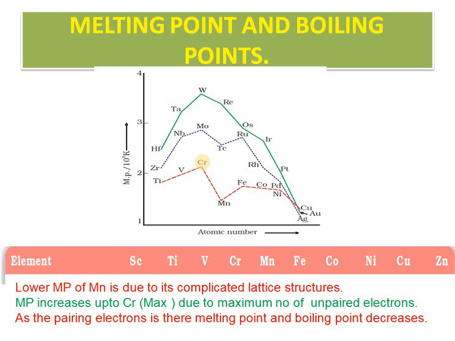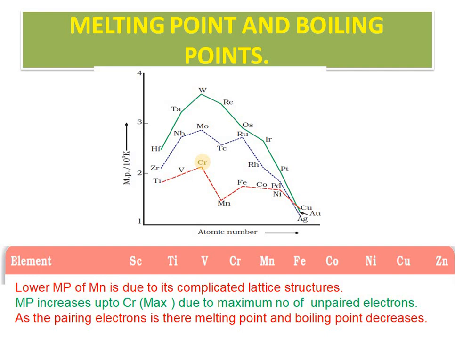Similarly, manganese, I have already discussed, is a special case. It has a peculiar lattice structure, so therefore the melting point is low. And iron, cobalt, platinum, nickel have poor metallic character because of the reduced tendency for formation of metallic bond, because the number of unpaired d electrons started decreasing. And if you are talking of zinc, cadmium, mercury, they have fully filled d orbitals, with no partially filled d electrons, so therefore the tendency for metallic bonding is least in zinc, cadmium and mercury.